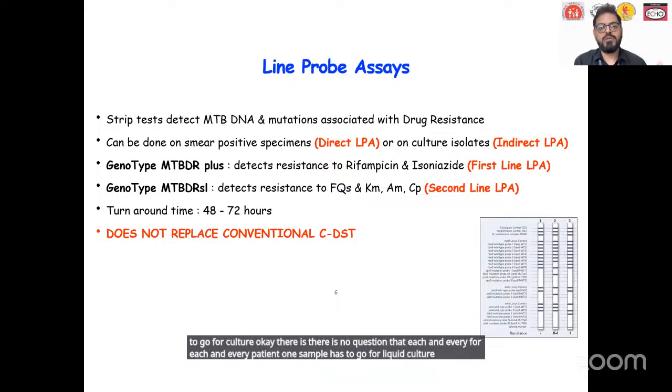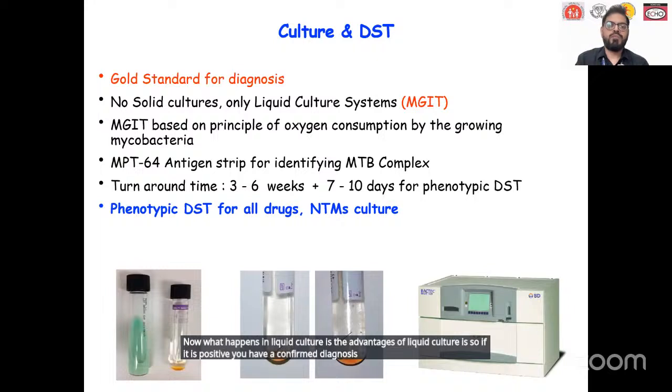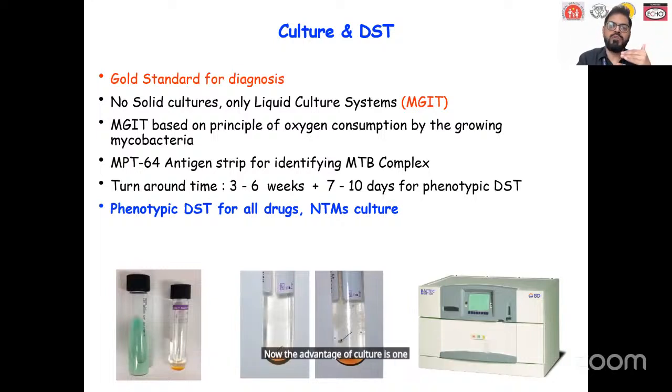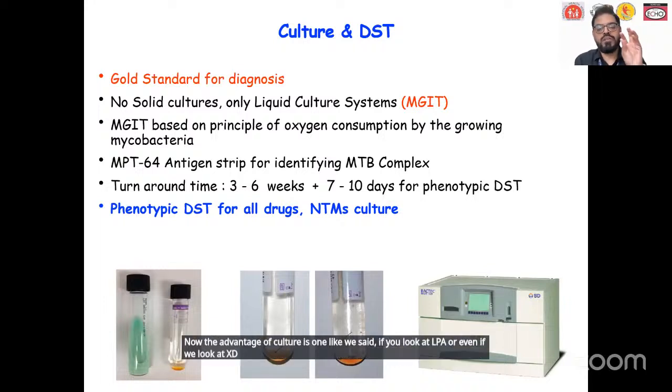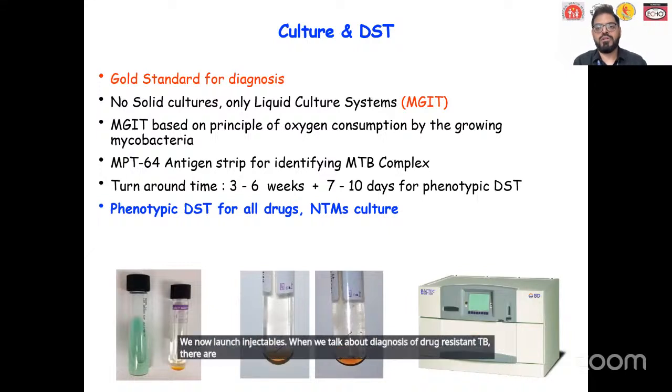Now, the advantages of liquid culture: if it is positive, you have a confirmed diagnosis, because when the bacteria are growing and we get a positive report, it is an active TB. Now, the advantage of culture is one, like we said, if we look at LPA or even XDR, there is only a certain set of drugs to which we get the resistance pattern: quinolones, injectables. When we talk about diagnosis of drug resistant TB, there are 15 molecules or drugs which are available for treatment of drug resistant TB.